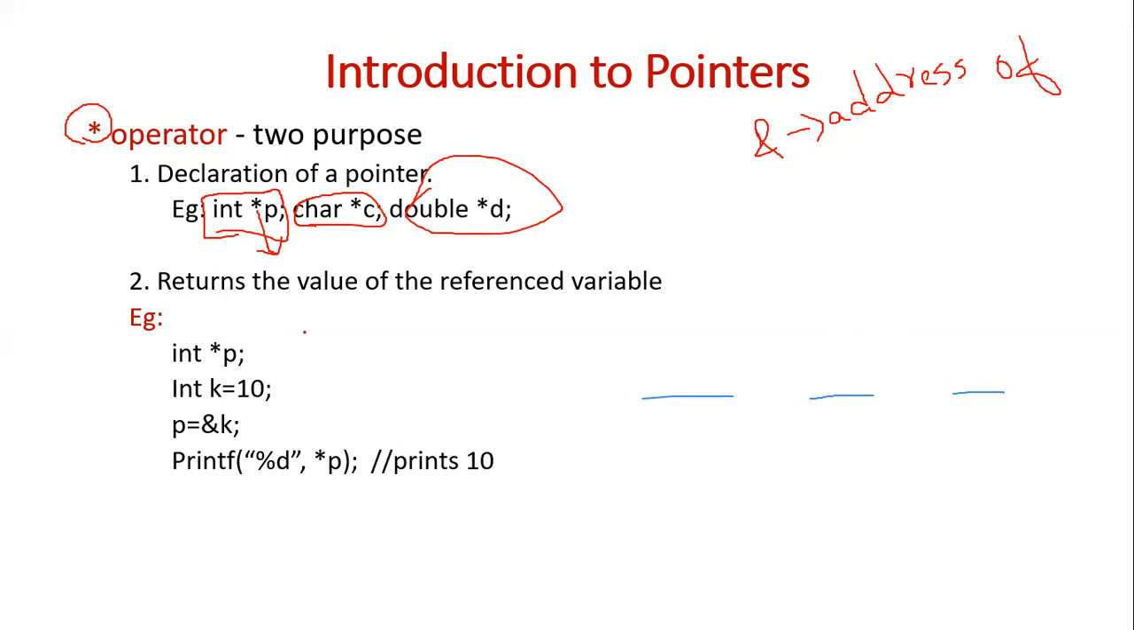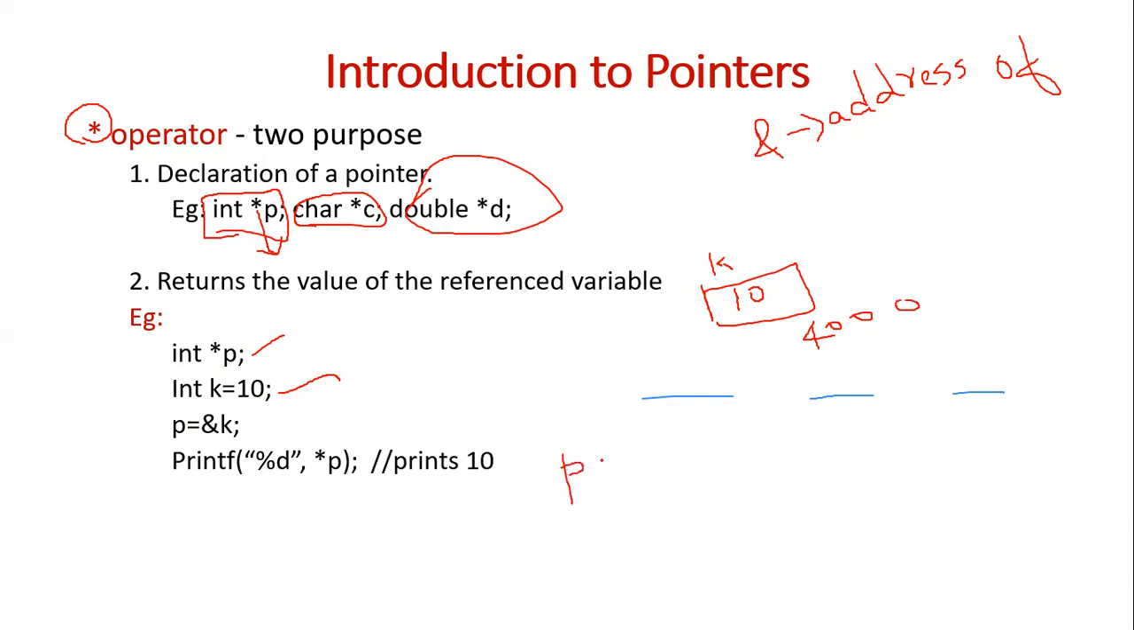But there is another usage of star that can be understood by this example. Here you can see int star p. It means that p is a pointer to an integer. Then int k equal to 10. That is, k is a variable which is assigned the value 10. Then p is equal to ampersand k. It means that p is pointing to the address of k. So k is a variable which contains 10. Let us say k's address is 4000, and p contains what?